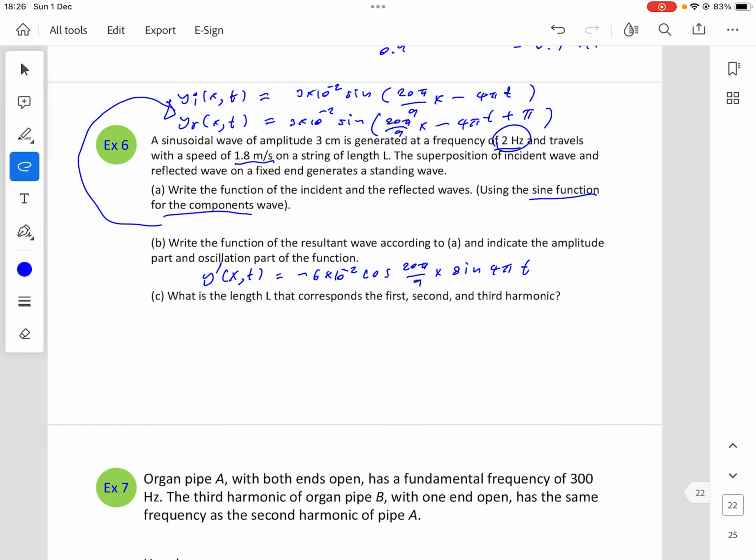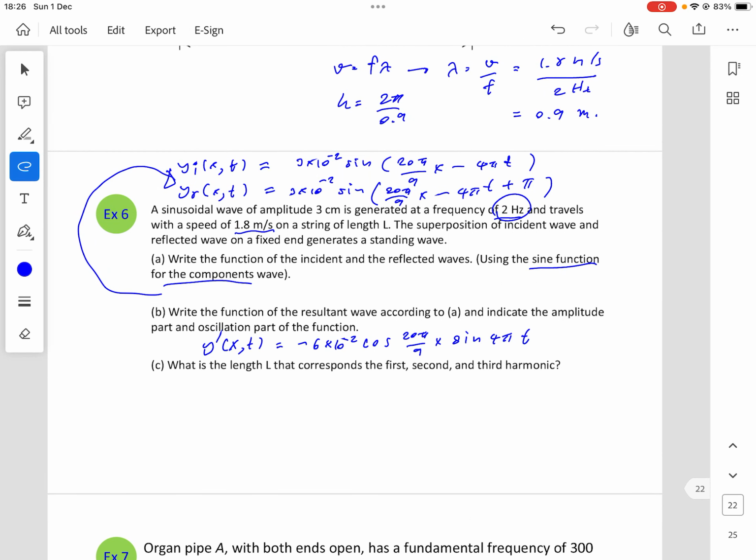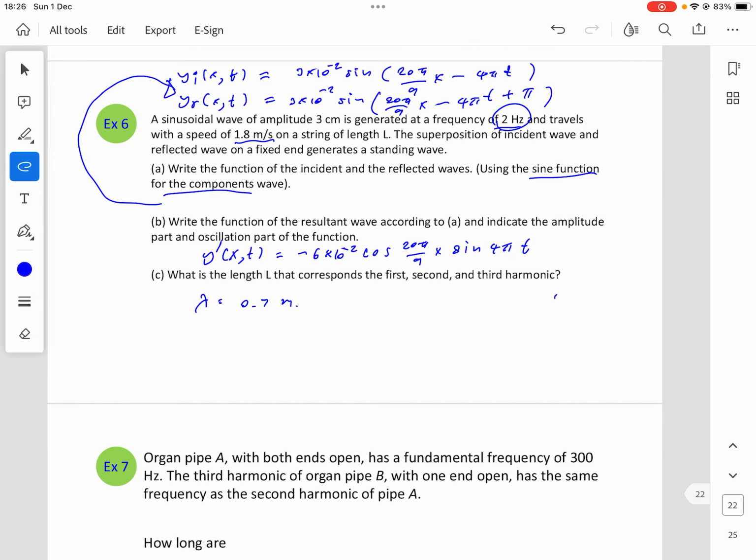You know that in this case you fix the lambda, right? If you want to get the first, second, and third harmonic, you have to change the length of the string, okay? Because the lambda is already fixed at 0.9 meter, and this is the case for two fixed ends. You know that the first harmonic is like this, second is like this, and the third is like this.